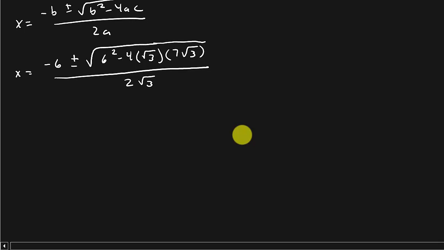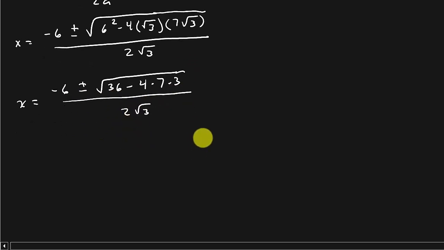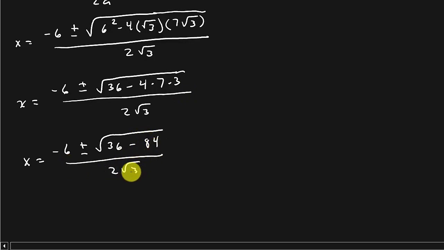All right, so now we go, oh goodness, we got square roots in there. That's going to mess us all up, isn't it? So we got negative 6 plus or minus the square root of 36 minus 4 times, now let's do this. This is 4 times 7, right? 4 times 7, and square root of 3 times square root of 3 is 3. And that's over 2 square root of 3. And so I get x equals negative 6 plus or minus the square root of 36 minus, and then let's see, 21. 7 times 3 is 21 times 4 is, that's 84 over 2 square root of 3.